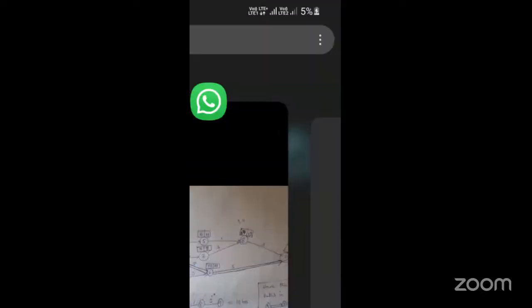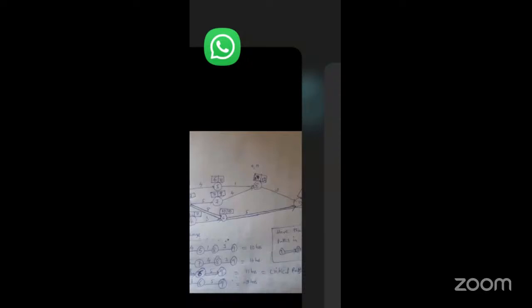So among these, which is the maximum? 11 is the maximum. So we have to put 11 here. Is it clear? The 8th circle, the earliest starting time will be 11. Why? Because we have two directions. Among these two directions, the maximum length is 11. So I am putting 11 as the earliest starting time for this event 8.